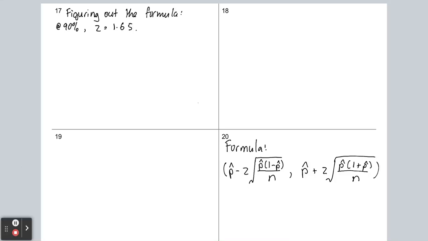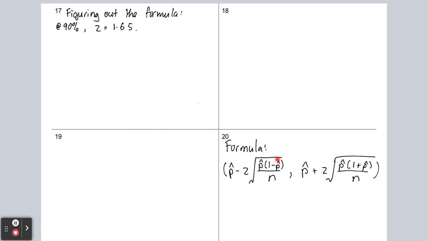Hey ho, this is the lesson that I promised I would give you, in which we figure out the formula, which is down the bottom right-hand corner here, of the interval estimate or the confidence interval. And we're going to work out how to come up with this confidence interval so that we can use it, without knowing how to use it though.